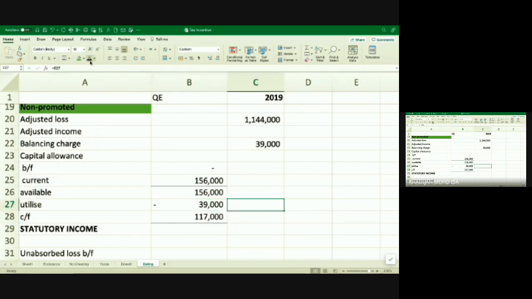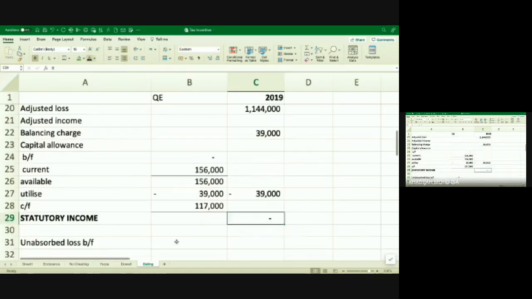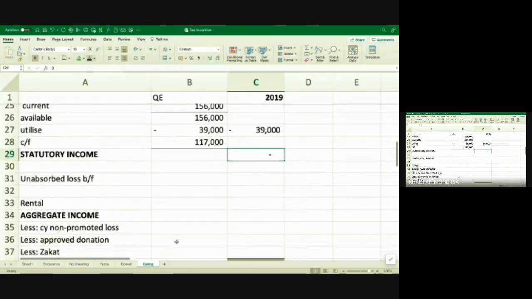So once you have this 39,000 to be set off against your balancing charge, it means that your statutory income is nil. Here, remember, this statutory income is actually from your non-promoted business. You don't have any unabsorbed loss brought forward, but then your rental income, aggregate income is how much? 338,000. So from here, 338,000 would also be your aggregate income.